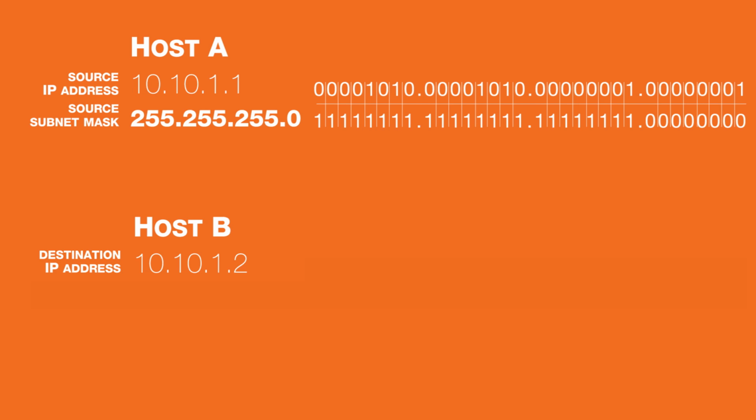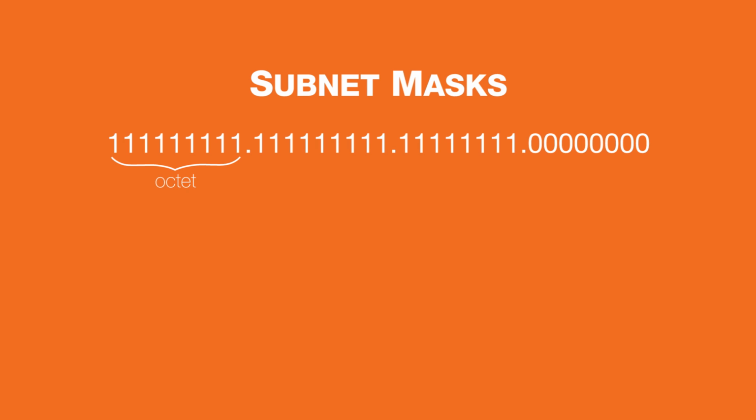255.255.255.0 in base 10. In binary, it looks like 24 ones followed by 8 zeros. This means that the first 24 of the 32 bits are network bits and are shared by every device on this network. The last 8 bits are host bits and are unique in entirety to each host on this network. Each of the 4 base 10 numbers is known as an octet because each number is represented by 8 bits in binary. Subnet masks can span multiple octets and need not be contained to a multiple of 8 bits.